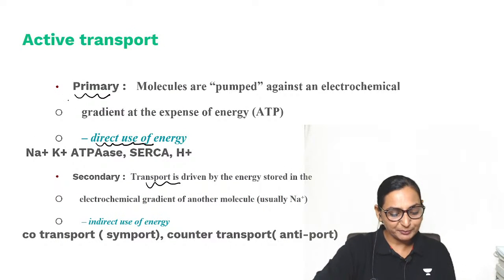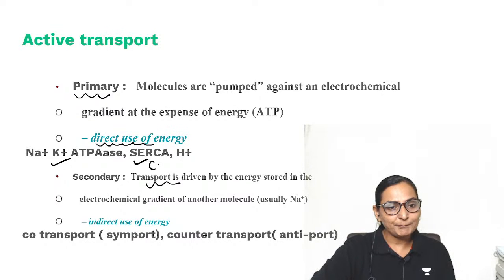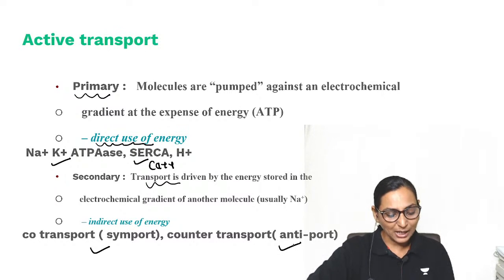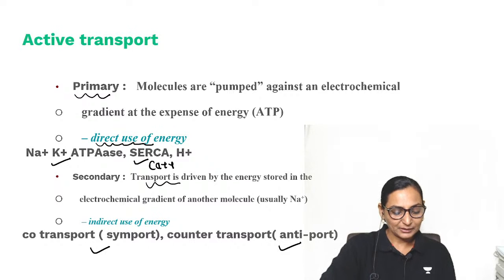The examples of primary are the sodium potassium pump, the calcium pump, that is SERCA, which is the sarcoplasmic endoplasmic reticulum calcium ATPase pump, and the hydrogen pump. Secondary active transport, there are so many examples. You have got co-transport and you have got counter transport.